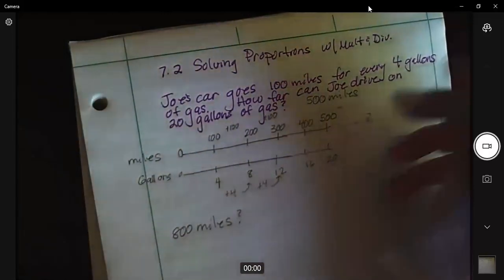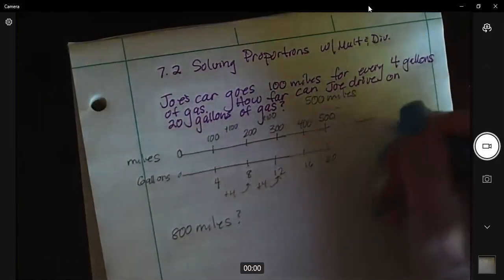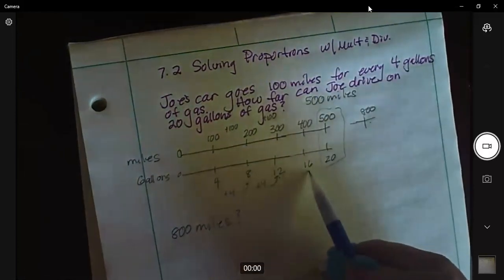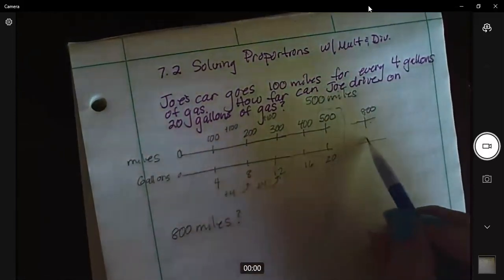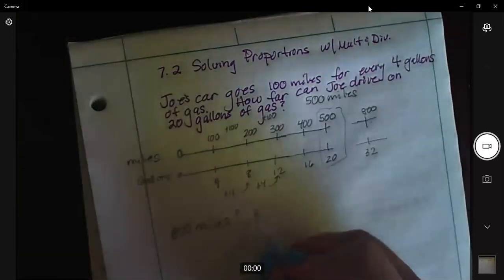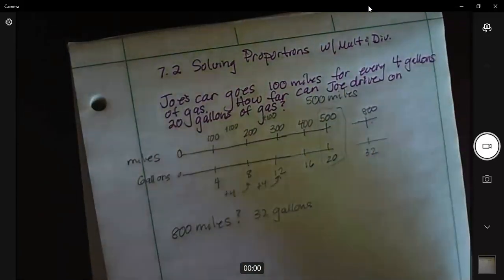And then what do I get here if I multiply it times 2? That brings me over here, and I'm going to be at 32. So that's 32 gallons. All right, so I can work with that number line.